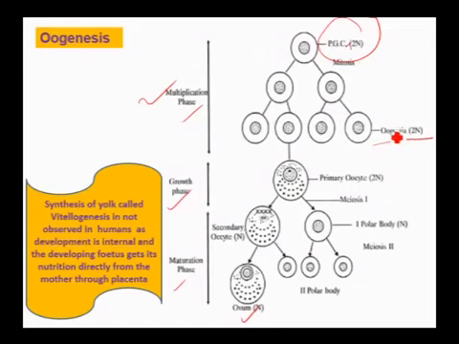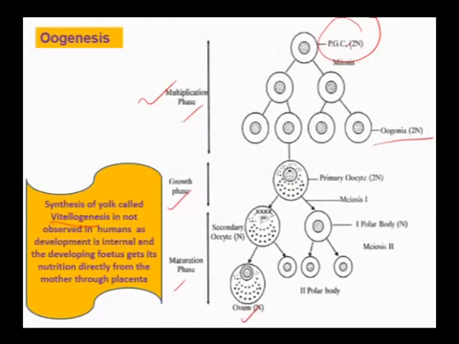Egg mother cells or oogonia undergo the growth phase. In the growth phase they grow in size, due to accumulation of yolk. The process of production and storage of yolk is called vitellogenesis. It is to be remembered that synthesis of yolk, called vitellogenesis, is not observed in humans, as development is internal and the developing fetus gets its nutrition directly from the mother through the placenta. So synthesis of yolk is insignificant in the case of the human egg.